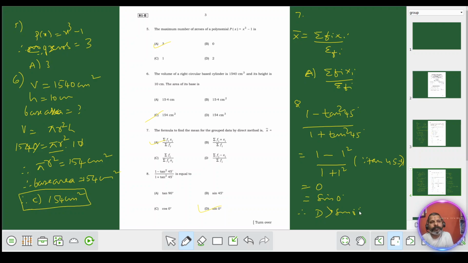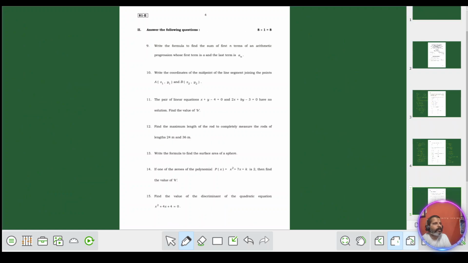That's why your teachers might always be telling you that the first 1 mark questions will not be straightforward. They are straightforward, but we should be able to identify them. Memorize the table properly. Sin 0 is 0. Let's move to the next one.